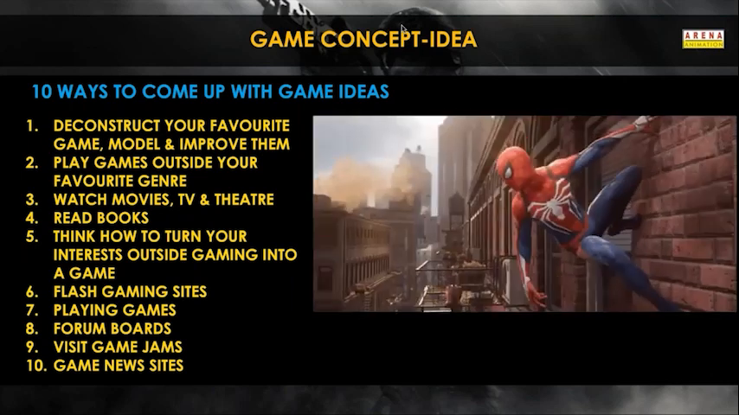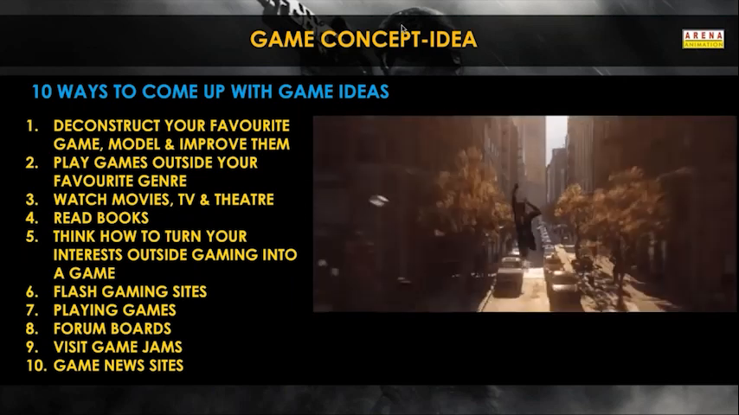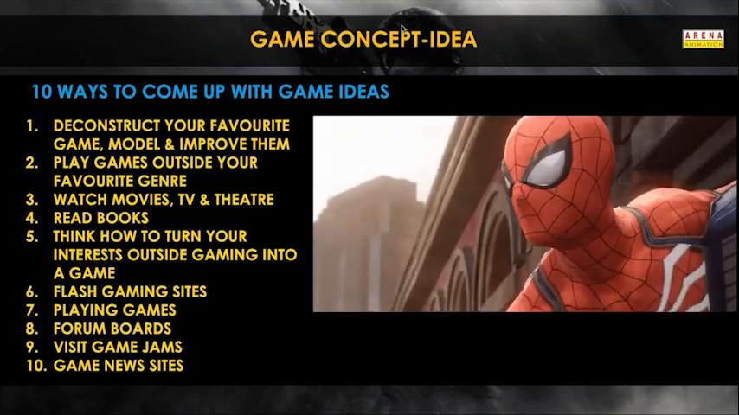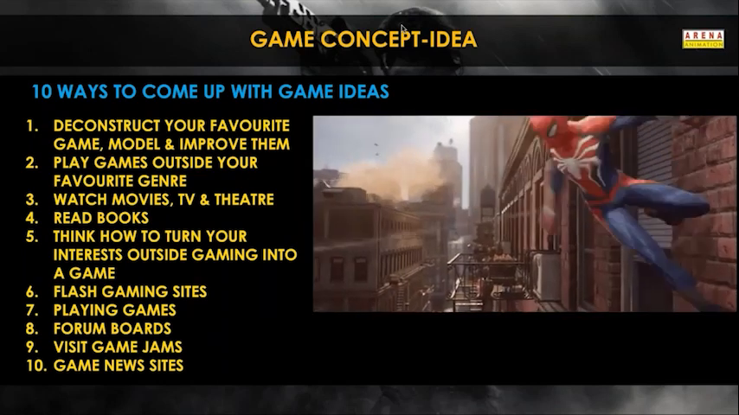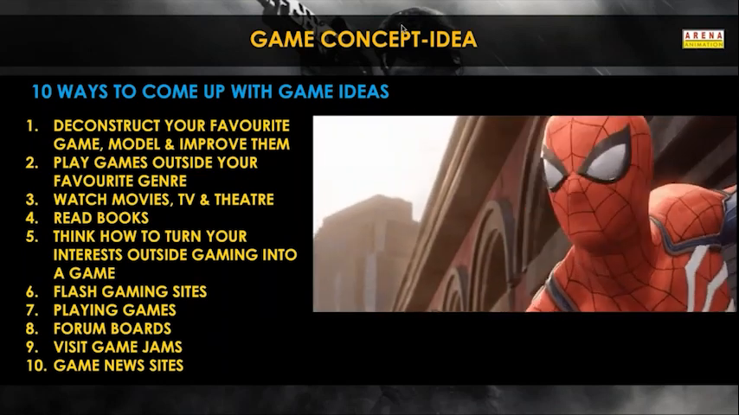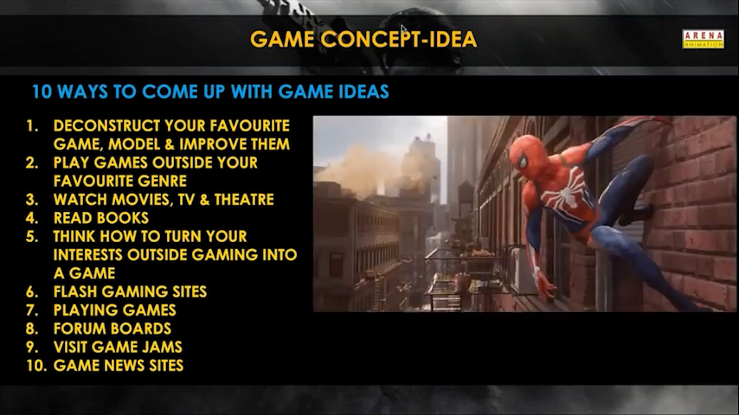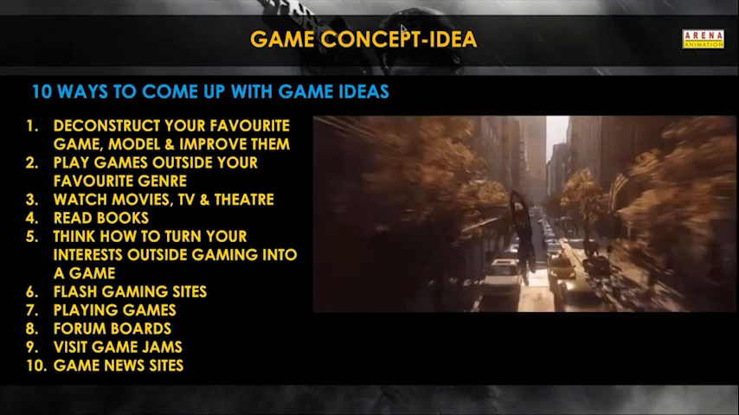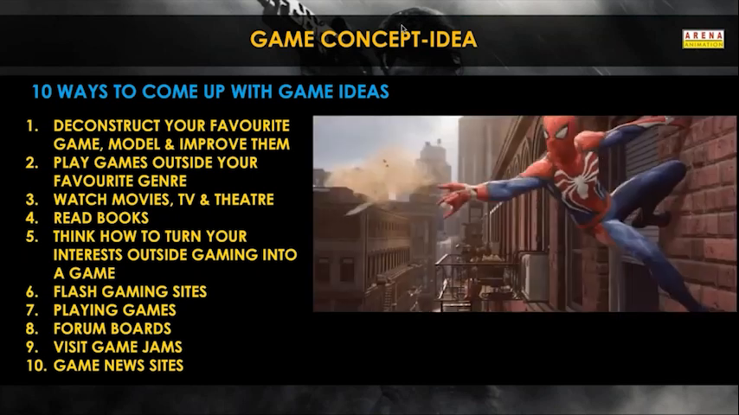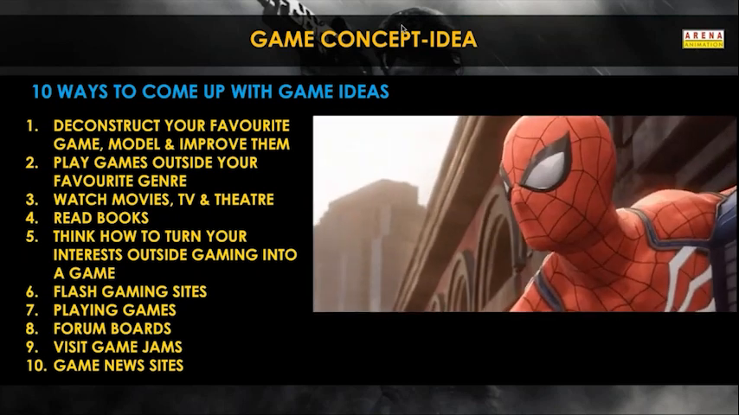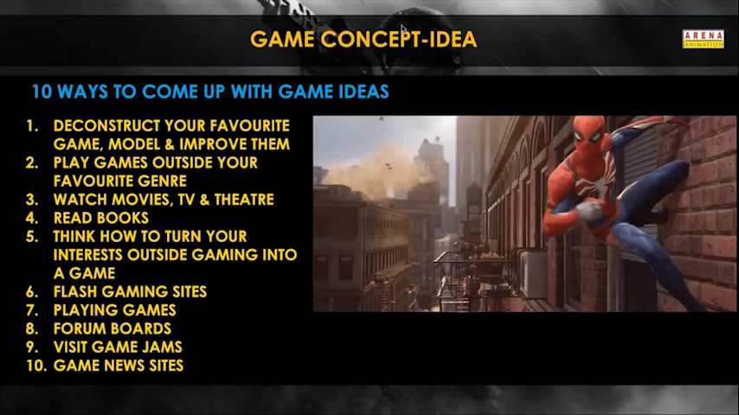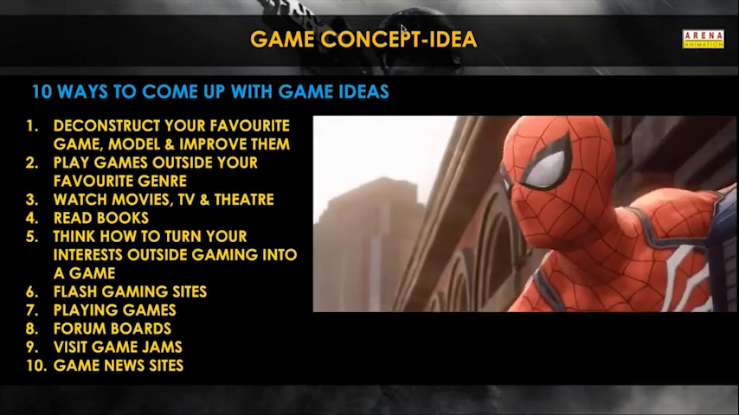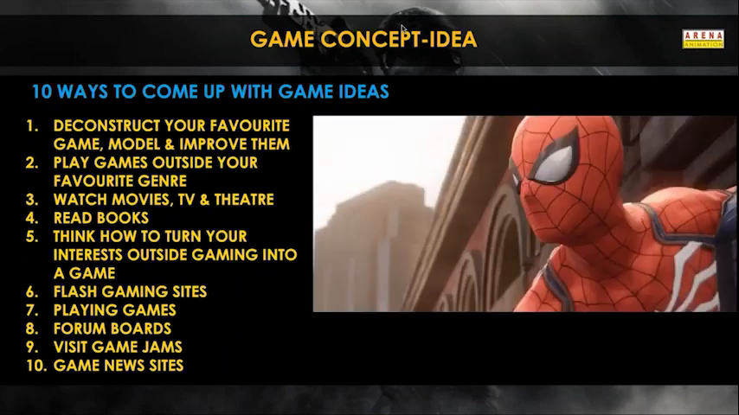The first one is you choose your favorite game, deconstruct it, model it further and improve it. This is the most popular way of going about it for anybody who wants to create a game. You deconstruct your favorite game, you understand what you like about it, and what others like about it as well, and further you model that. Now you don't copy it, you model it and improve on it and create your own version of it. There is a very thin line between copying and remodeling and improving.